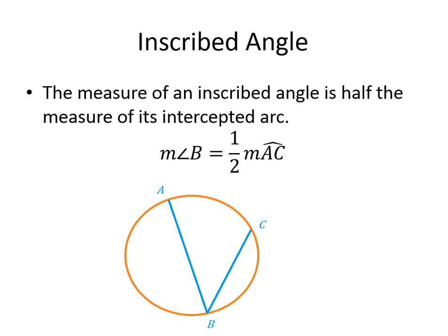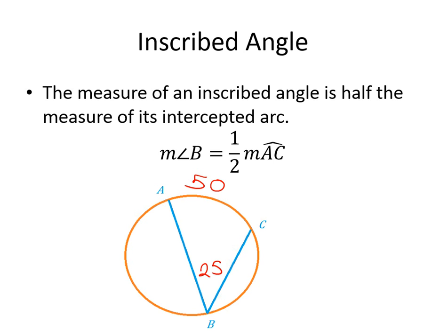The measure of an inscribed angle will always be half of the intercepted arc. So if this arc AC was, let's make it 50, that means that the angle at B would end up being 25. It's always half of what it is. So if you know the intercepted arc, you cut it in half, and that's the measure of the angle.